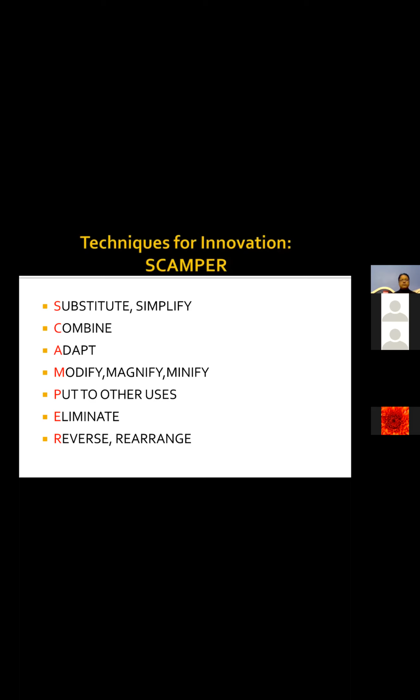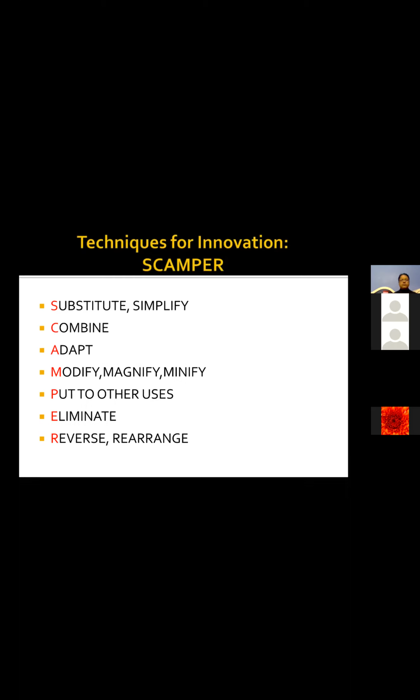Next we have E. E stands for eliminate. If we can eliminate the older product with a new, advanced product, that will also be an innovative idea. Last we have R. R stands for reverse or rearrange. If you can rearrange the product or rearrange the system, that also leads to innovation.